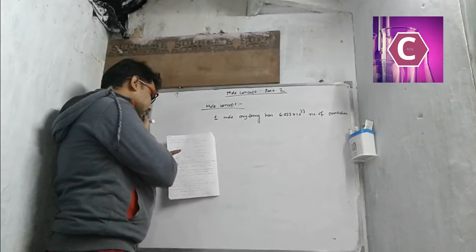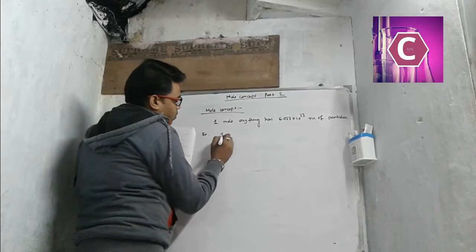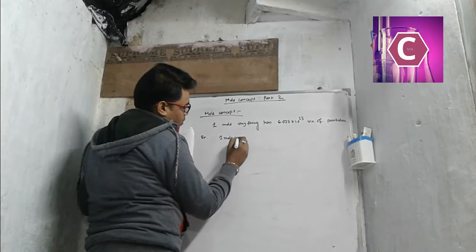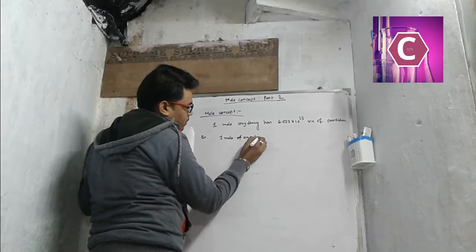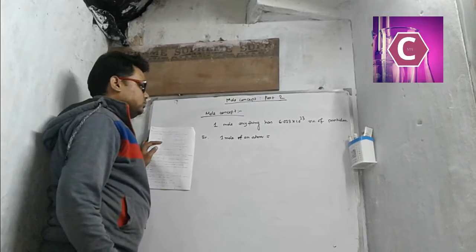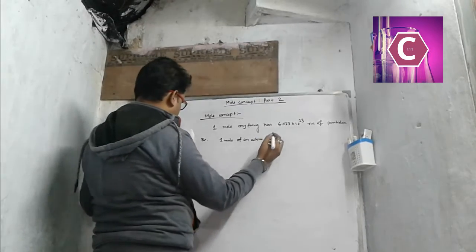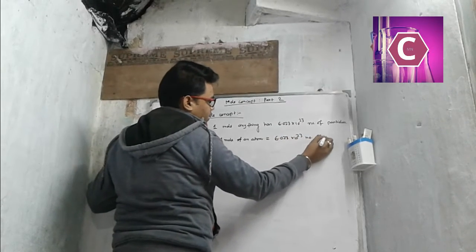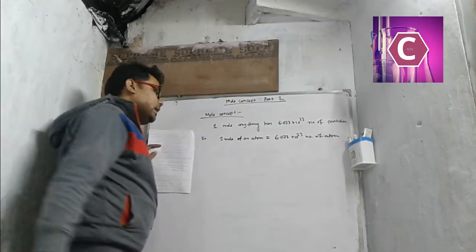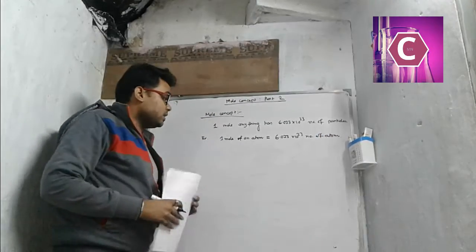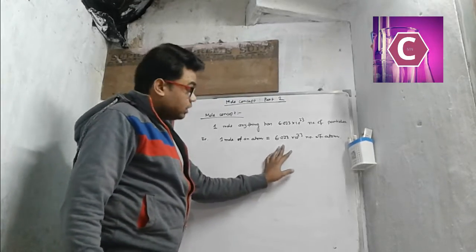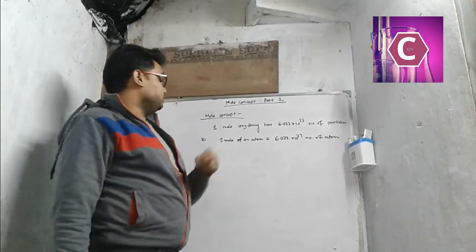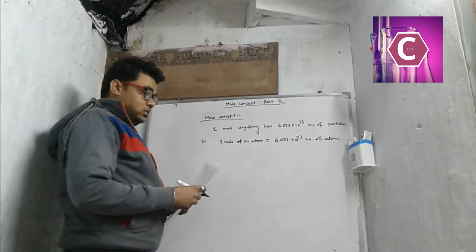Okay, as for example, 1 mole of an atom equals 6.023 into 10 to the power 23 number of atoms. So in an atomic substance, if there is 6.023 into 10 to the power 23 number of atoms, then the total atomic substance is called 1 mole of atom.